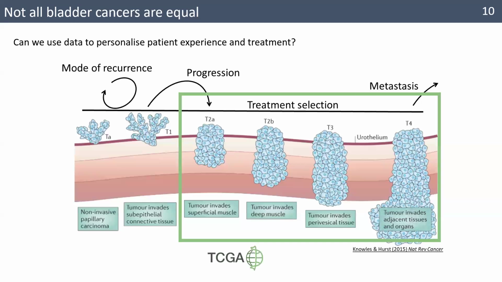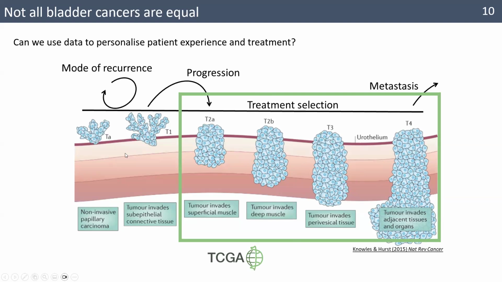Now, in the projects that we'll be working on at York, we're going to be focusing on muscle-invasive disease, mostly to do with treatment selection, but also trying to understand metastasis. And the major dataset we'll be using is the bladder cancer dataset from the Cancer Genome Atlas, which is all muscle-invasive cancers.